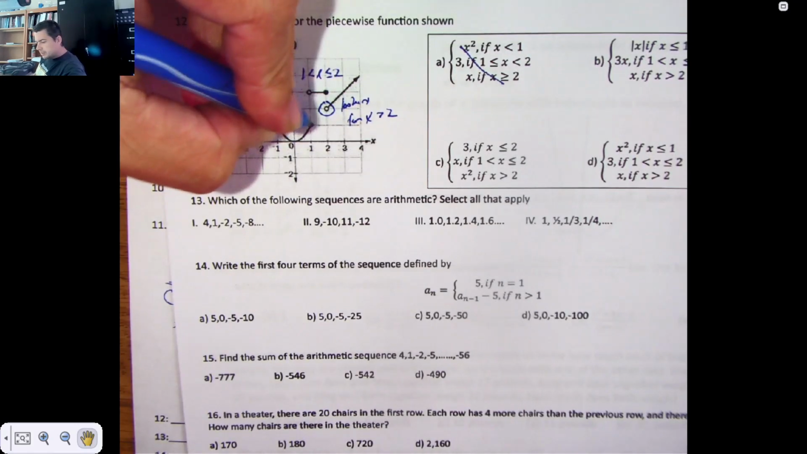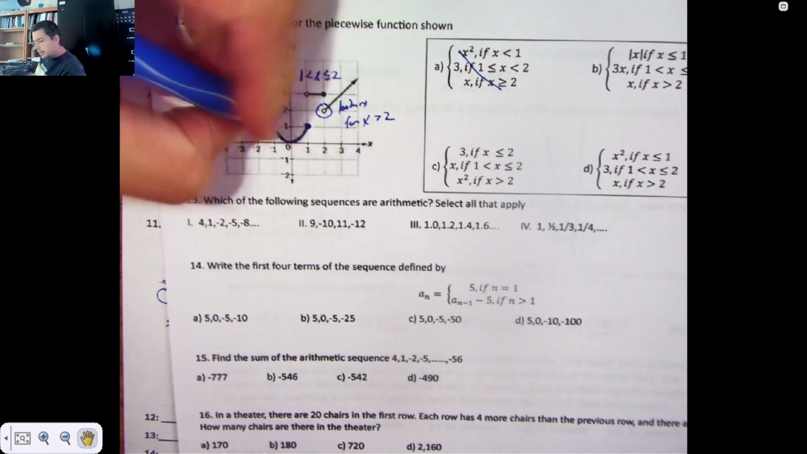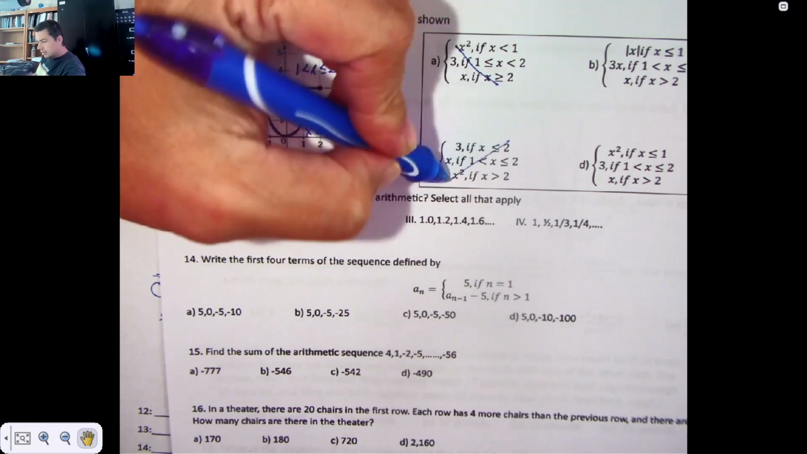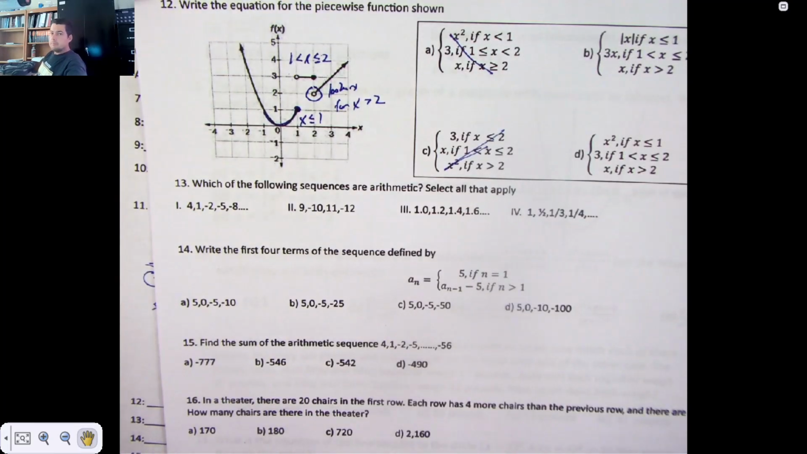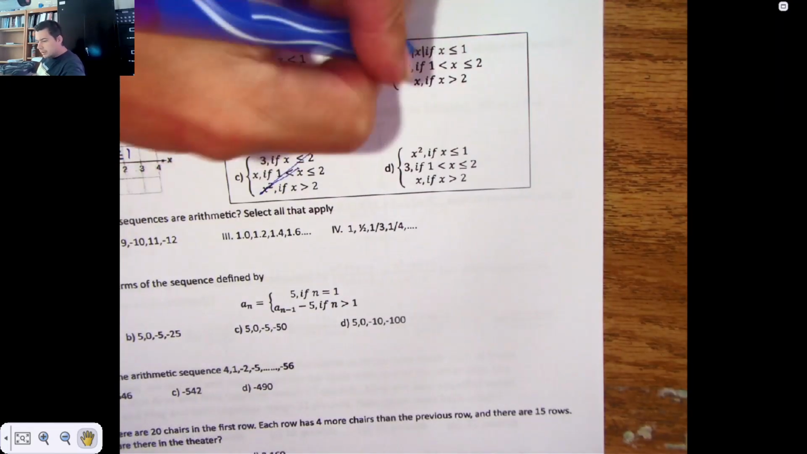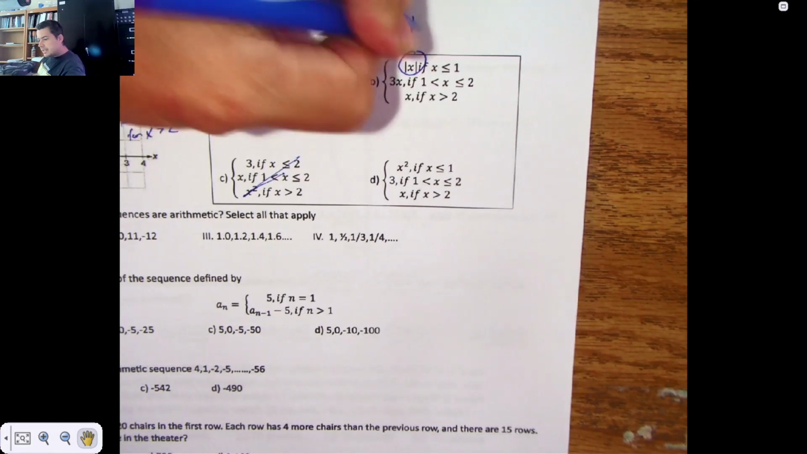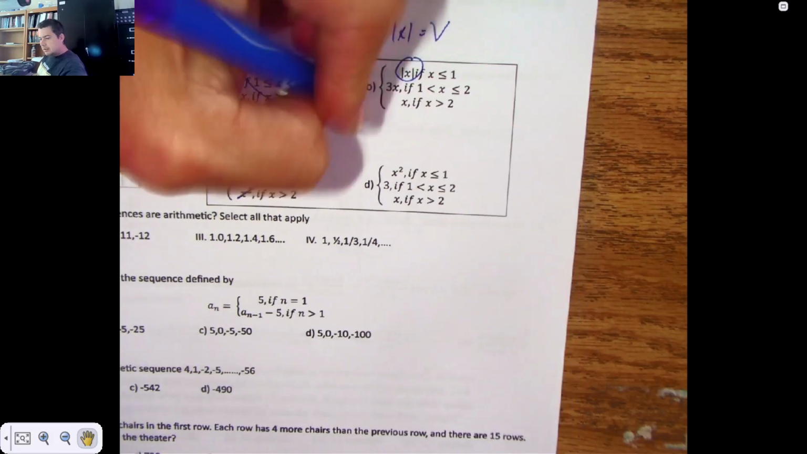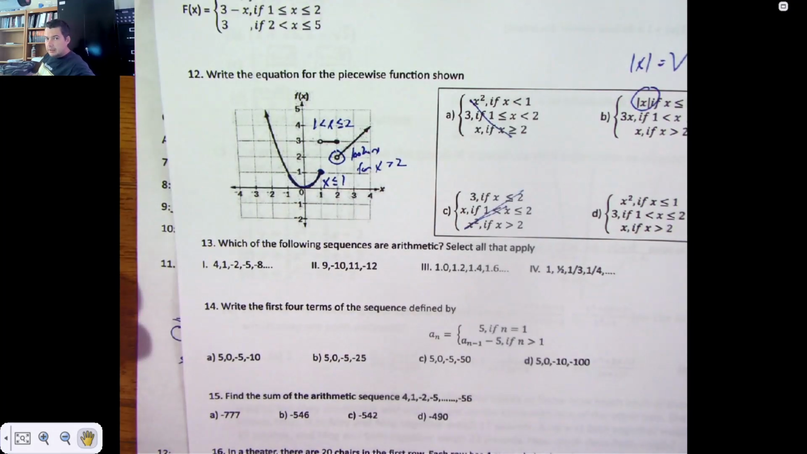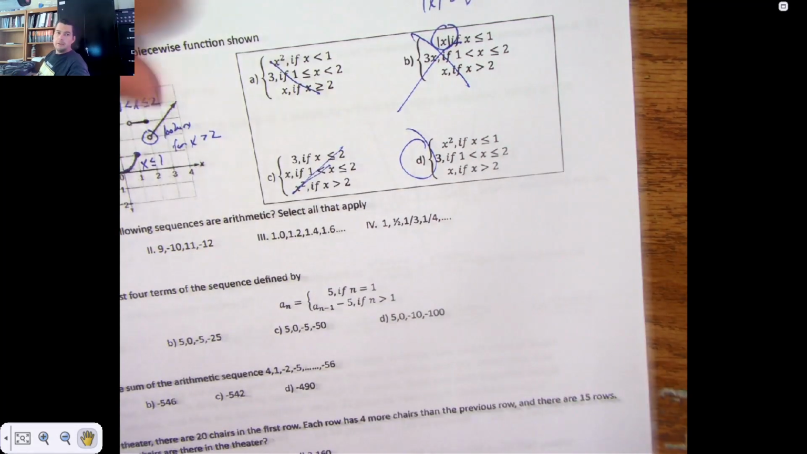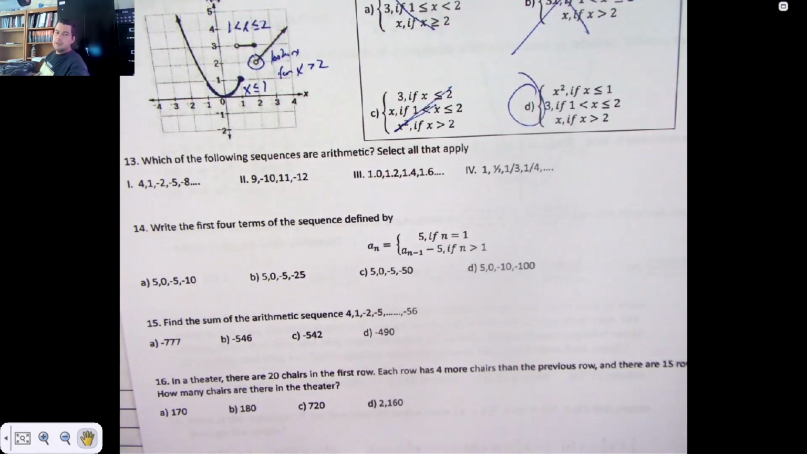Now I'm going to look at this piece, running left. I am looking for x less than or equal to 1. That one's still gone. Gone. Gone. Look at stuff like this. If you picked B, you don't know anything. Absolute value of x, its absolute value is a v. Do you see a v? Gone. Choice D. All done by elimination.